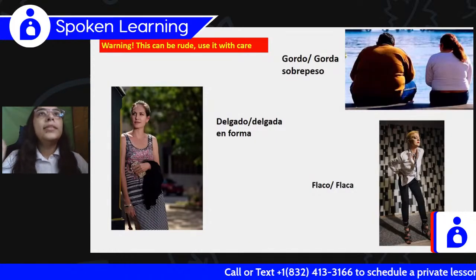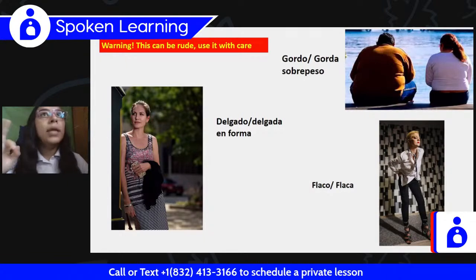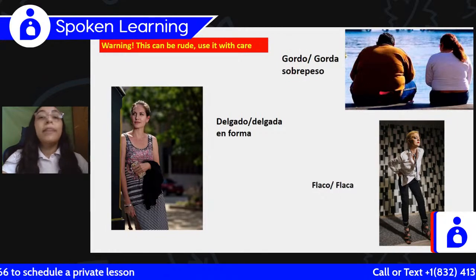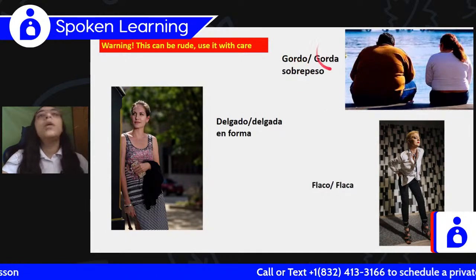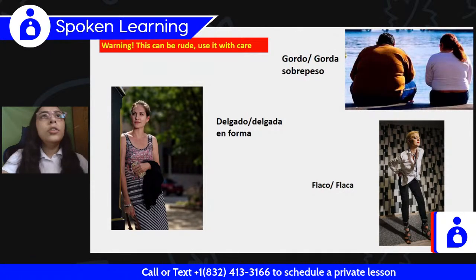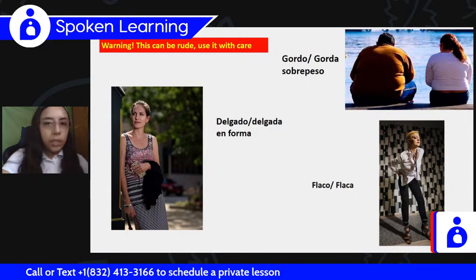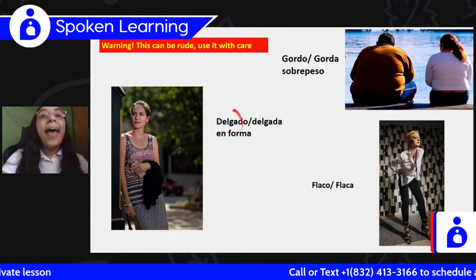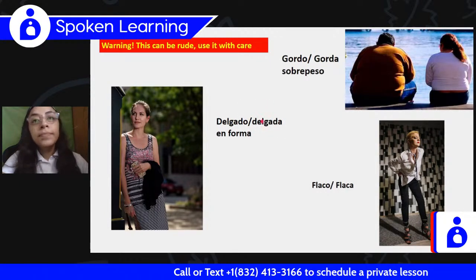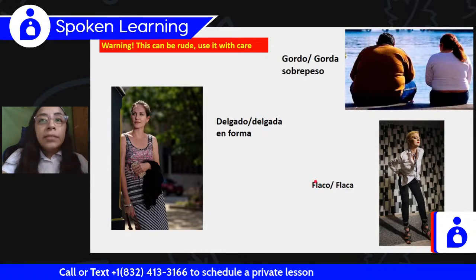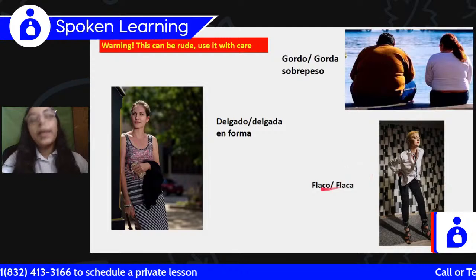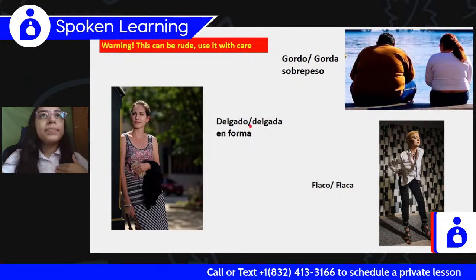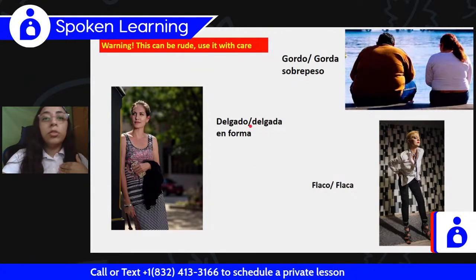And these kind of descriptions can be rude, so use them carefully. But for talking about fat, we can use the word gordo or gorda, or you can also use the word gordito or gordita. Okay, that sounds cuter. For saying thin, es delgado o delgada. And to say skinny, flaco, flaca. Okay? So in my case, I will say, soy delgada. Okay. Soy delgada. So, soy baja, soy delgada.